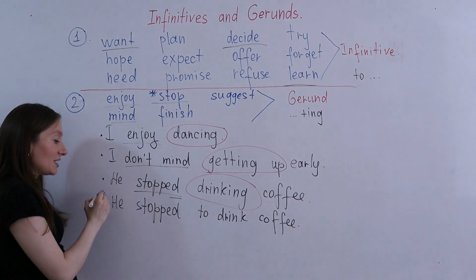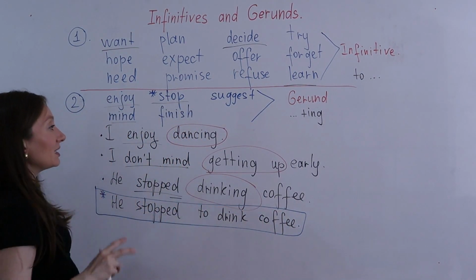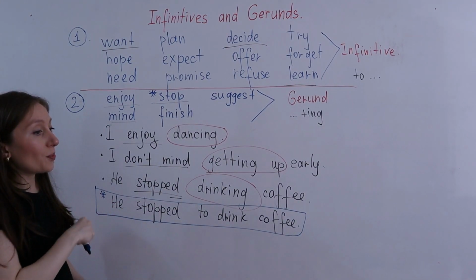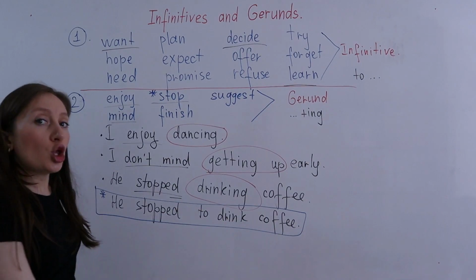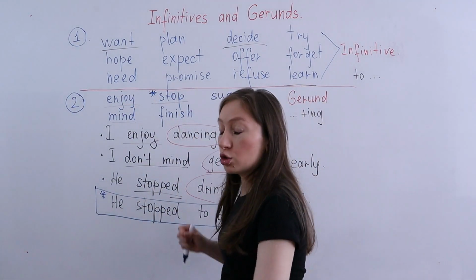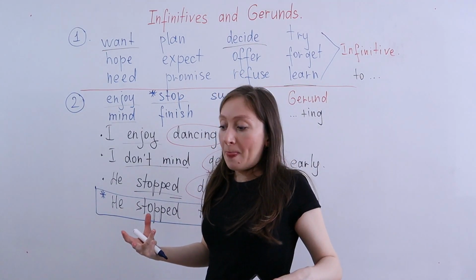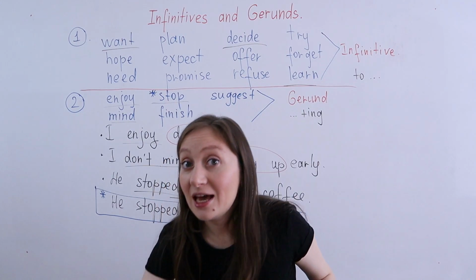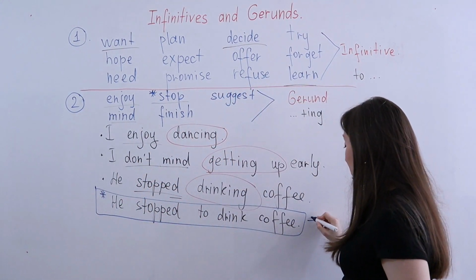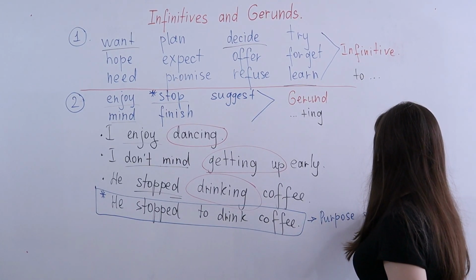If you see this type of sentence, the meaning is a little bit different. It doesn't mean that you stop the process. It means you are going, and suddenly you stopped. Why? For what purpose? To drink coffee. Then you take your coffee and drink it. So this is a purpose sentence.